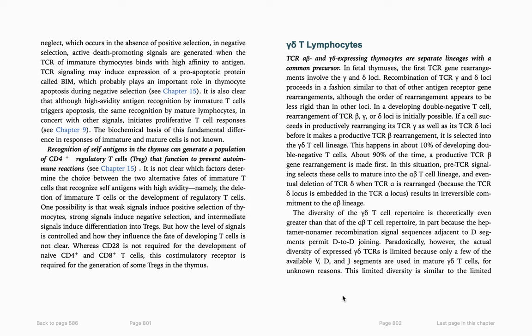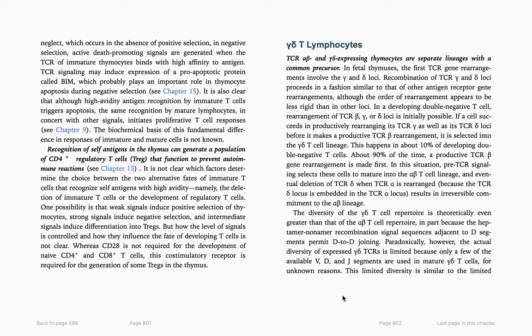The gamma delta T lymphocyte. The T cell receptor alpha beta and gamma delta are expressed on thymocytes as separate lineages with a common precursor. In fetal thymocytes, the first TCR gene rearrangements involve the gamma and delta loci. The recombination of TCR gamma and delta loci proceeds in a fashion similar to that of other antigen receptor gene rearrangement, although the order of rearrangement appears to be less rigid than in other loci.